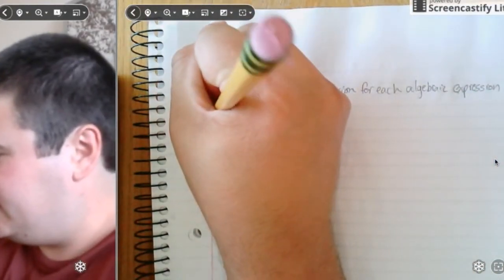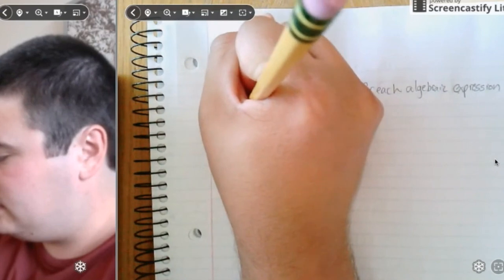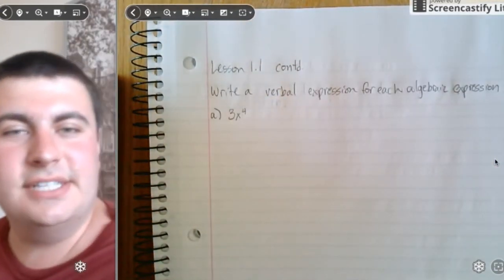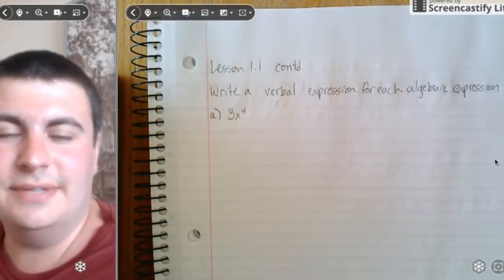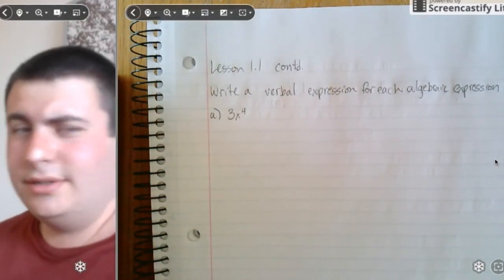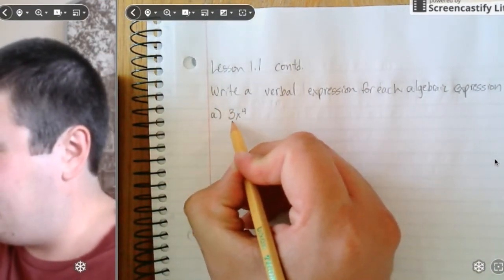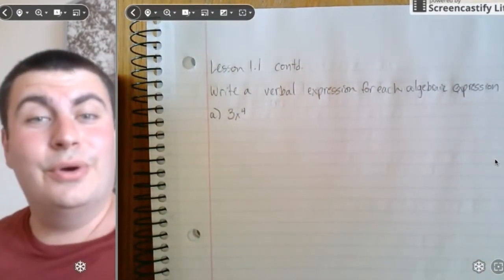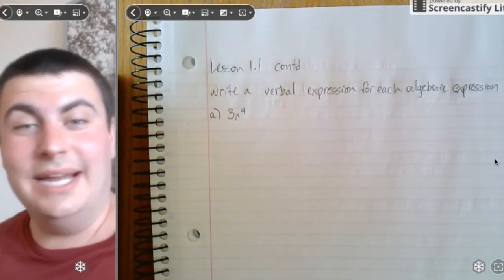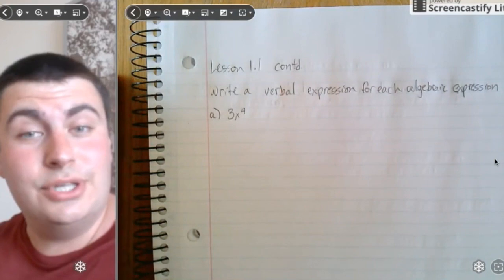So let's look at this first example here. We have 3, we have an x, and we have a little raised 4. So we see that we have a bunch of these terms. We're going to go in order from left to right, as you would read. Now, there are a lot of ways that we could say this, and we'll show that now.